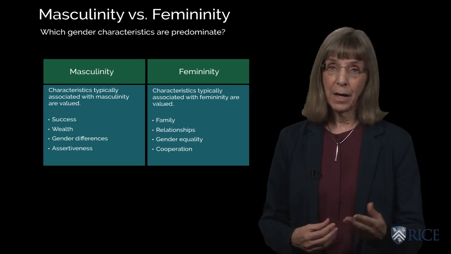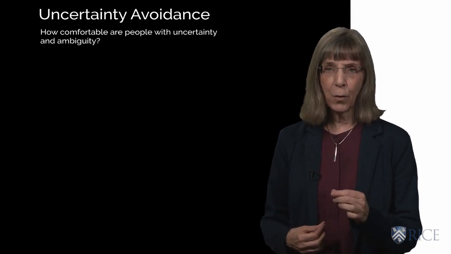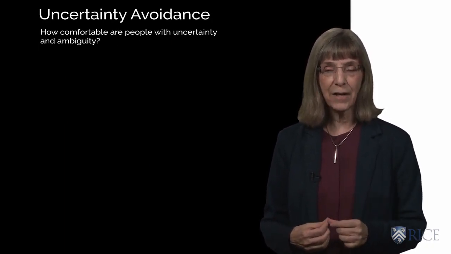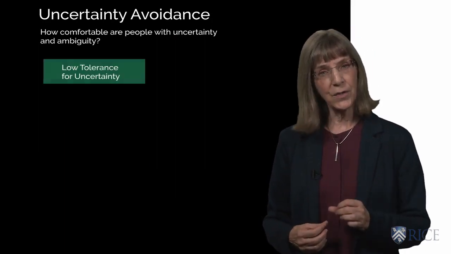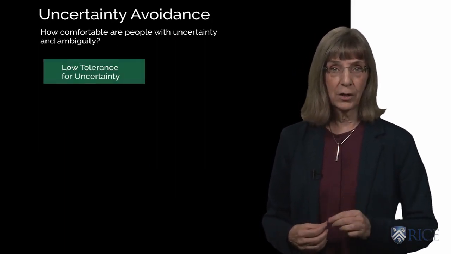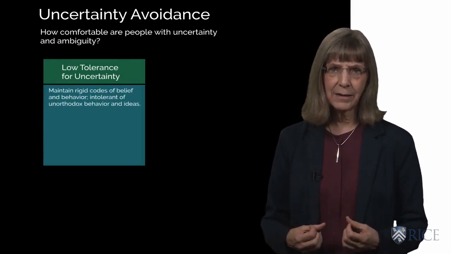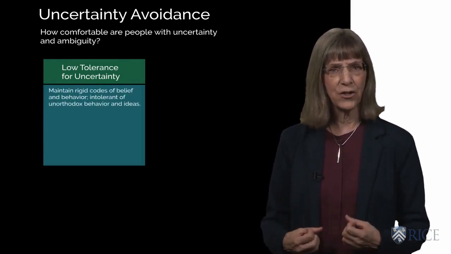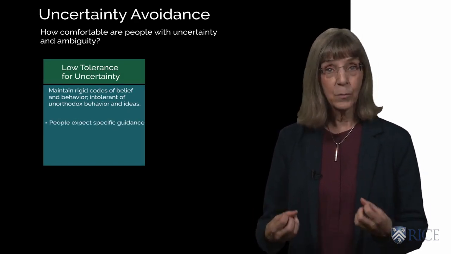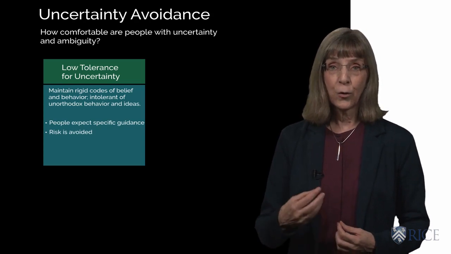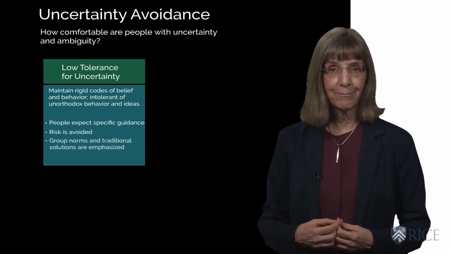Number four, uncertainty avoidance. Uncertainty avoidance deals with how people react to uncertainty and ambiguity. In cultures with a low tolerance for uncertainty, people avoid risk and are less likely to value new ideas and change. People expect specific guidance, risk is avoided, and group norms and traditional solutions are emphasized.